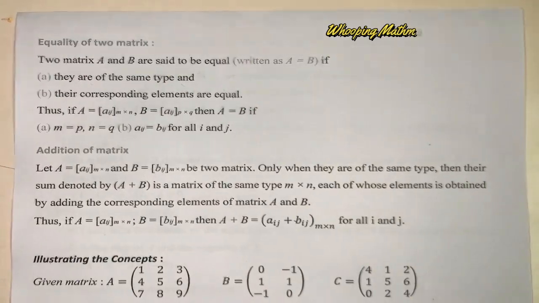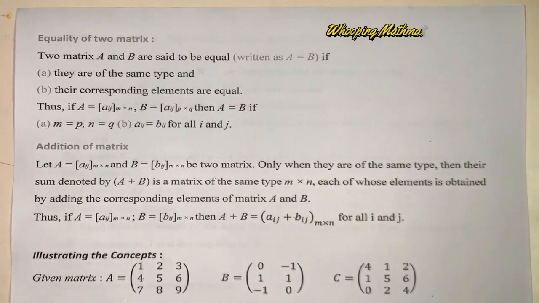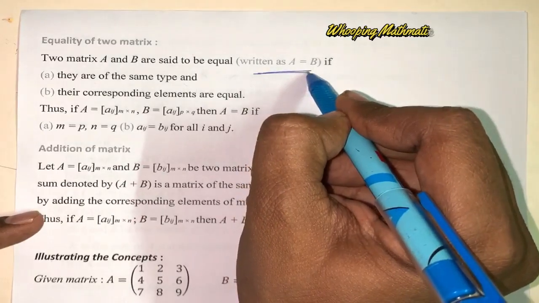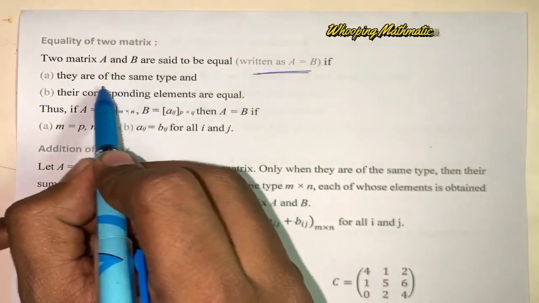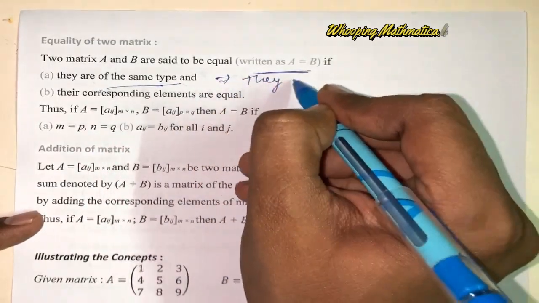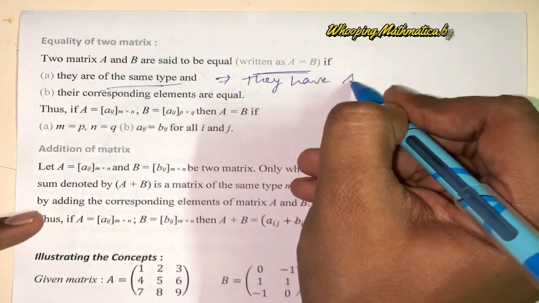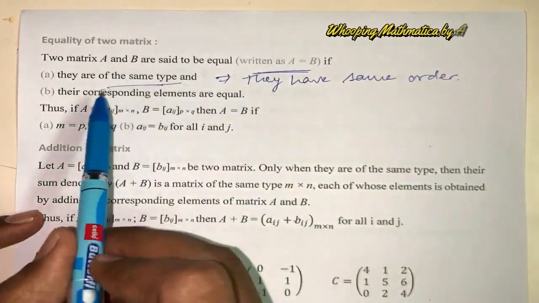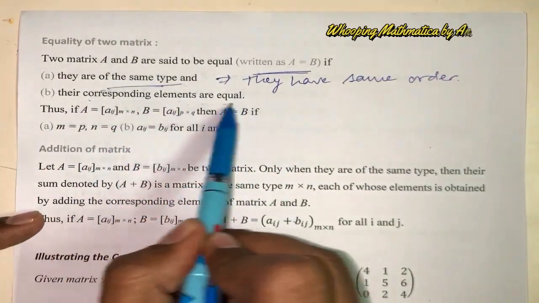If you are given two matrices A and B and they are said to be equal, this can be written as A is equal to B, and if they are equal, they are of the same type. That means they have the same order, and their corresponding elements are equal.